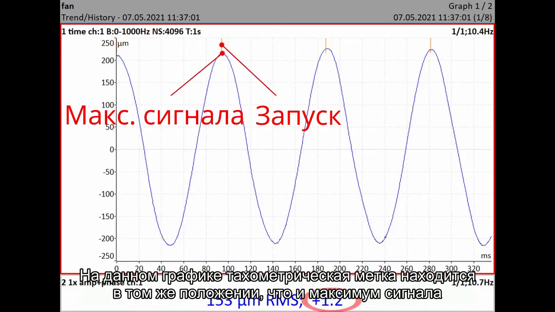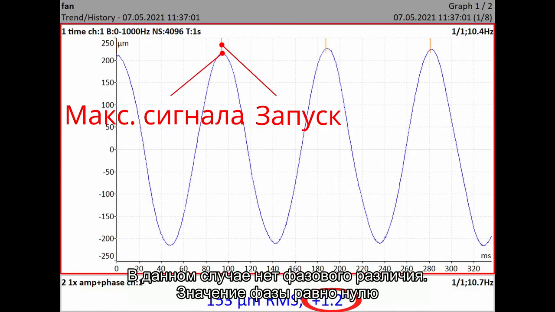In this graph the tacho mark is in the same position as the signal maximum. There is no phase difference. The phase value is 0.